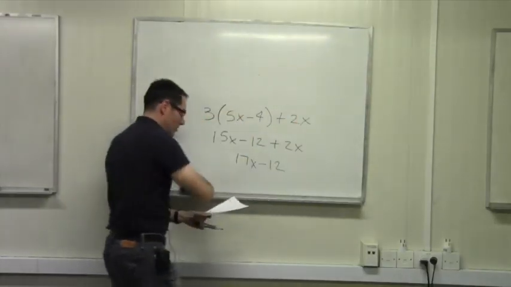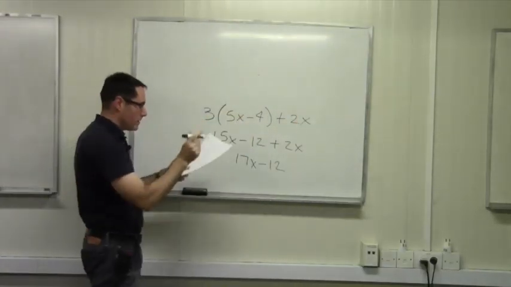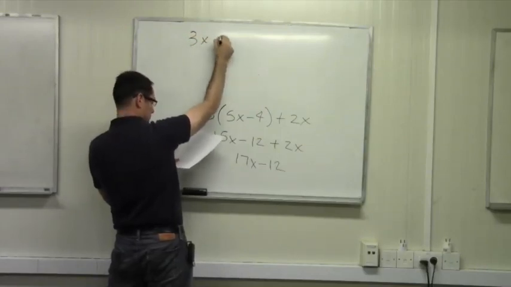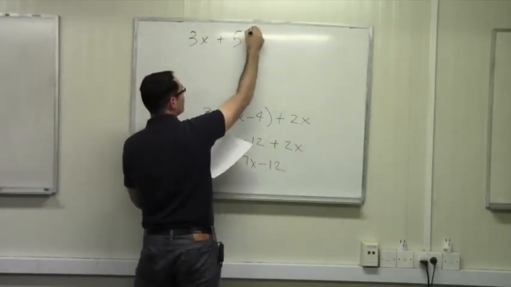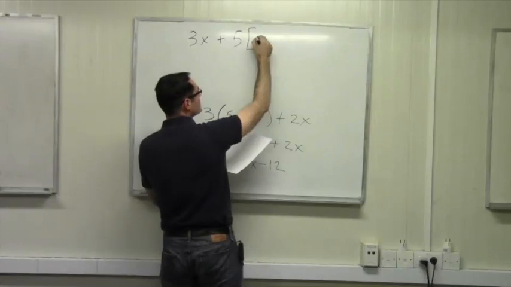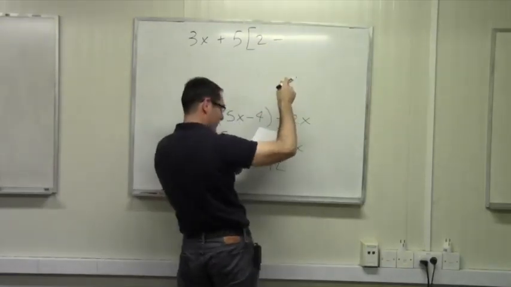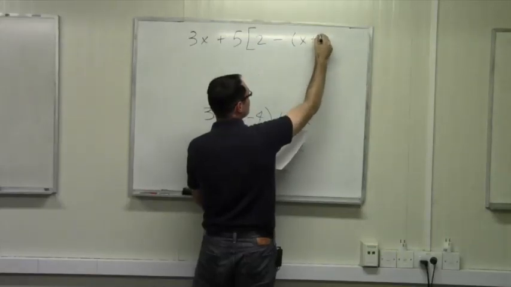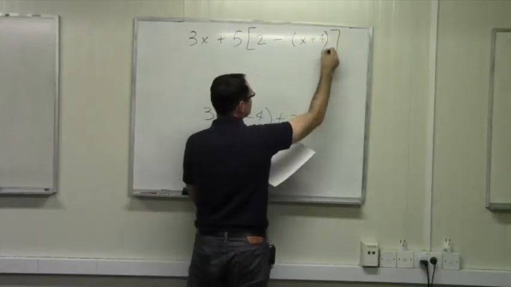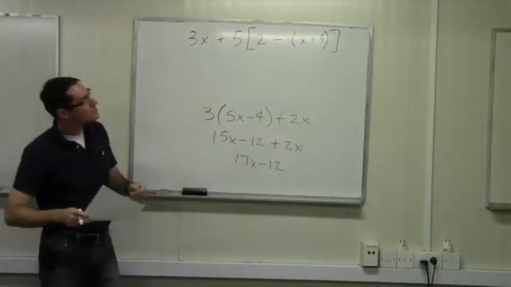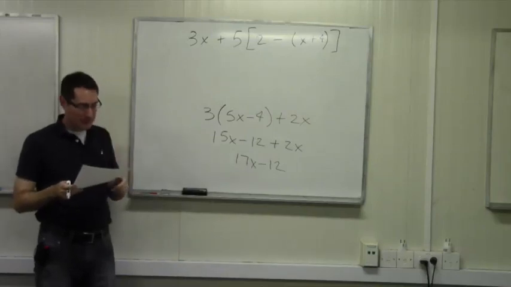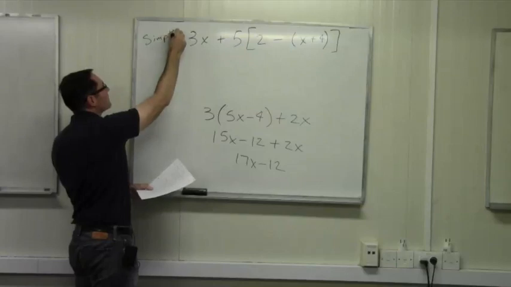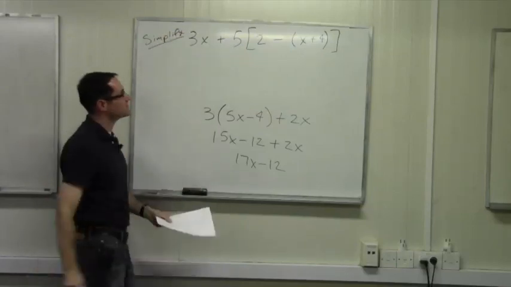Let's try one more. This one's a good one: 3x plus 5 times the bracket 2 minus x plus 4. There's a couple different ways you can do this. Try to simplify this.